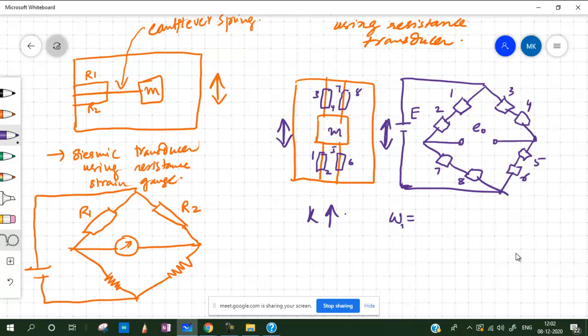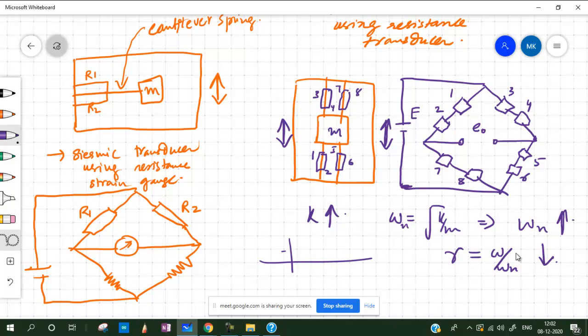So omega n is equal to the square root of k by m, which means omega n will be very high. So if omega n is high, our r is less, isn't it? So r is less means, on that scale which we have just drawn, r less means 0.4 k less than that. So we can use this effectively as an accelerometer.